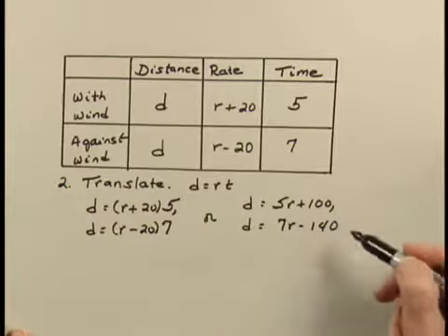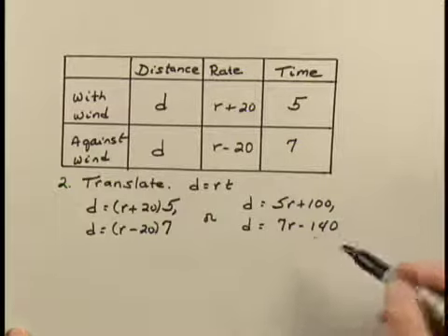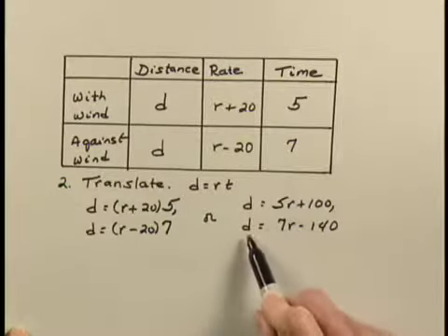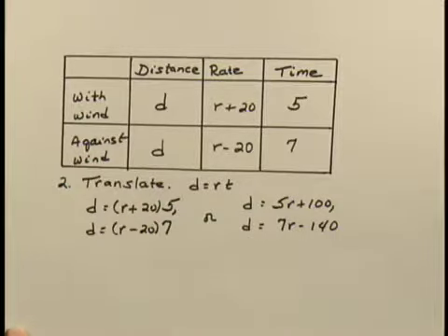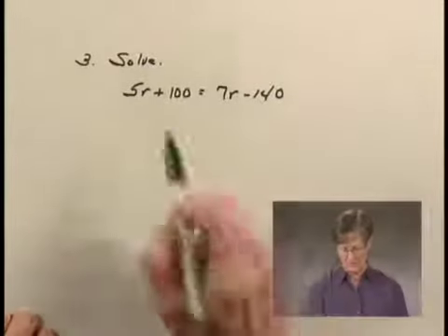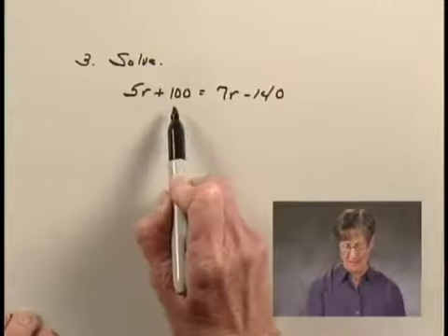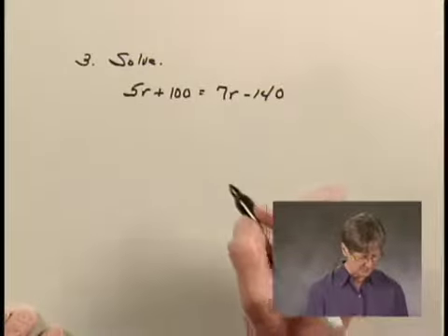Now we're going to solve this system of equations, and we can use substitution. I can substitute 5r plus 100 for d in the second equation and then solve for r in that equation. So let's go ahead and do that in the third step in the process. Here I've substituted 5r plus 100 for d in the second equation. And now I'm just going to proceed to solve this.